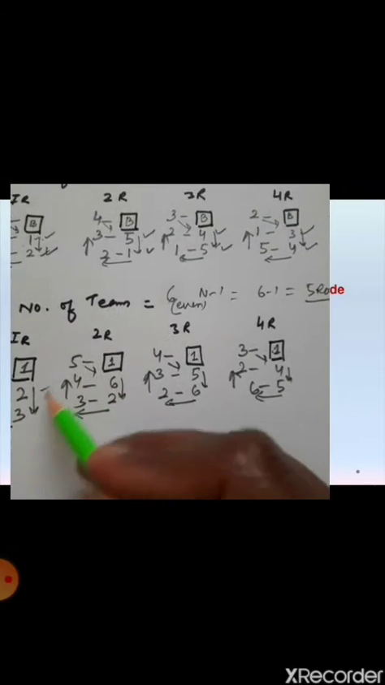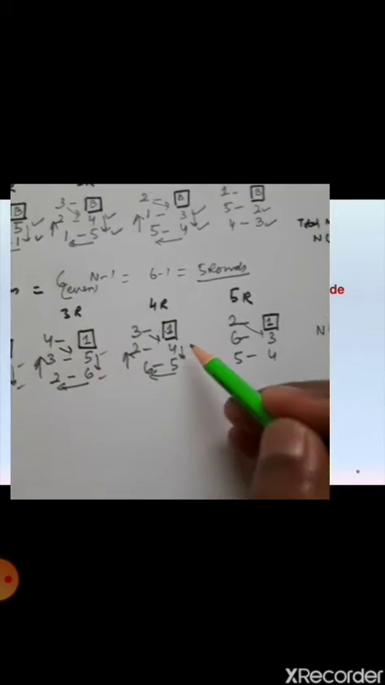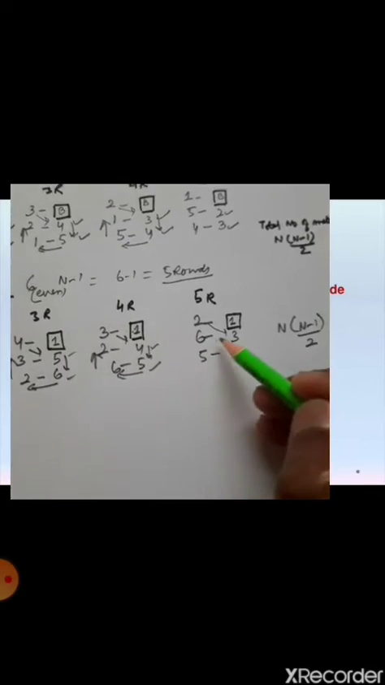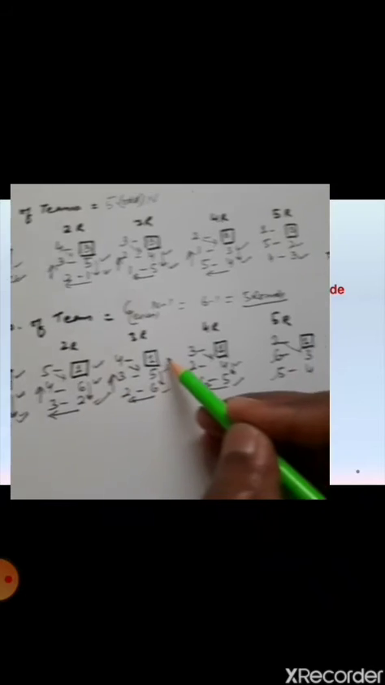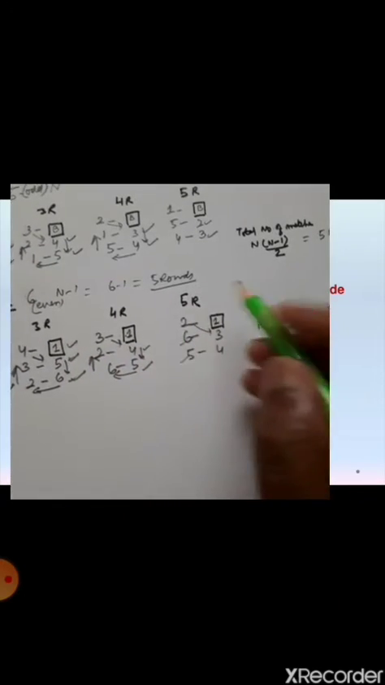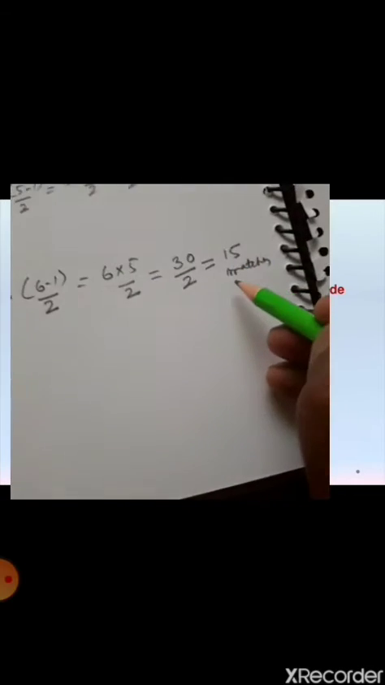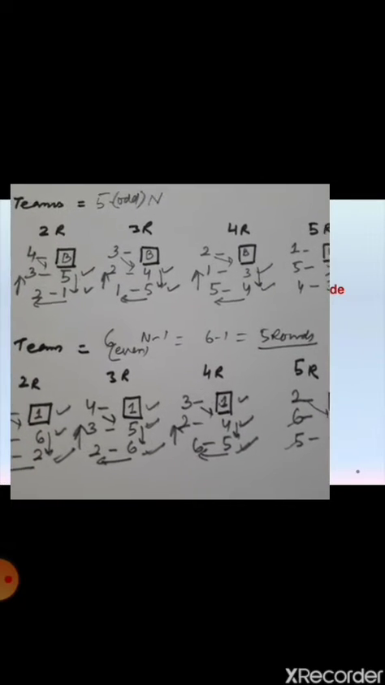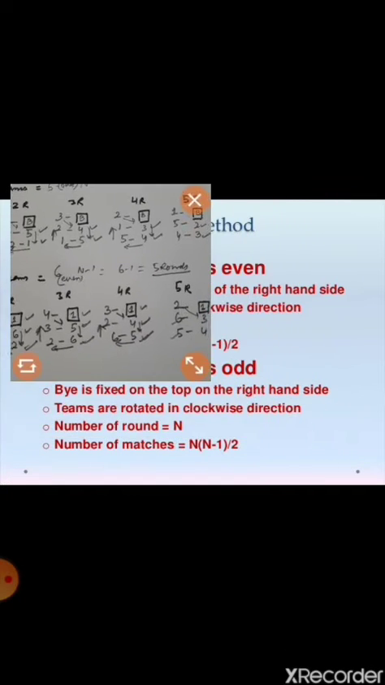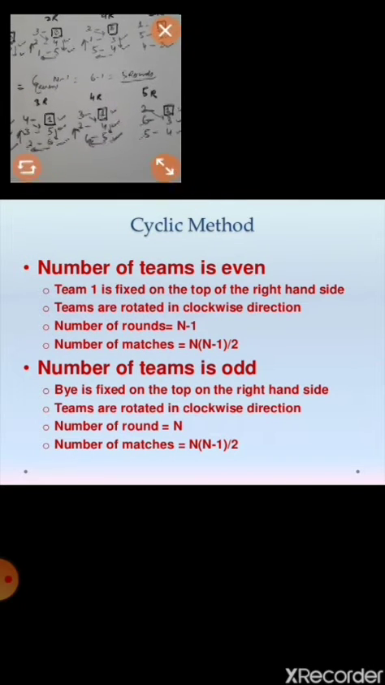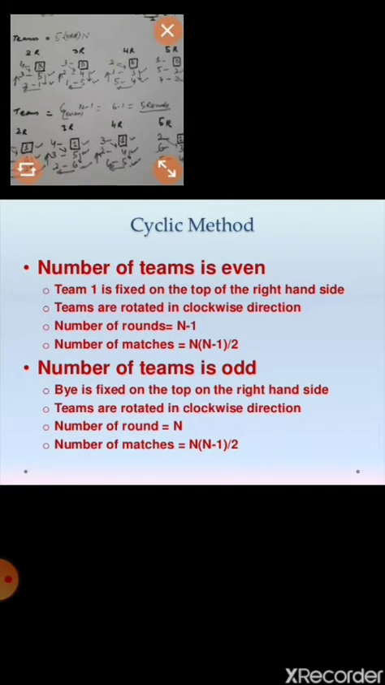1, 2, 3, 4, 5, 6, 7, 8, 9, 10. Yes, again we'll check it. 1, 2, 3, 4, 5, 6, 7, 8, 9, 10, 11, 12, 13, 14, 15. So total matches will be 15 matches as we have calculated for the even number of teams. So this way you can make fixtures using the cyclic method for the league tournament.